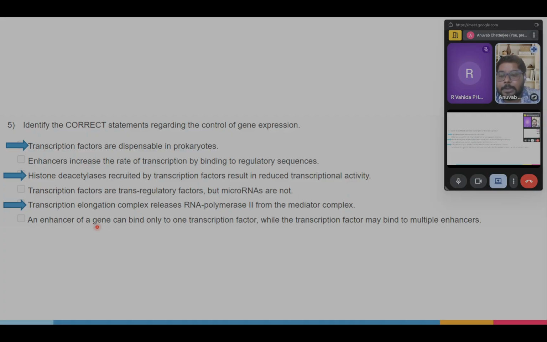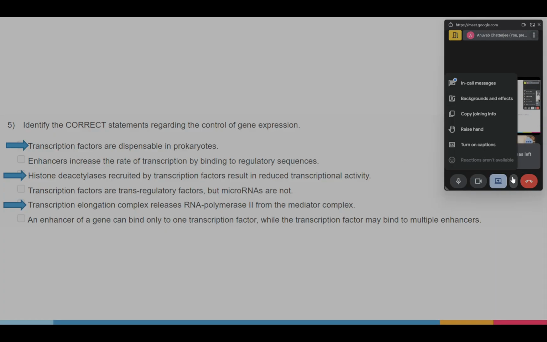And the final correct option is the transcriptional elongation complex releases RNA pol 2 from the mediator complex. This is also true. So, basic molecular biology. The mediator complex is the one that causes the RNA polymerase 2 to come and bind to the promoter site, but after that the transcription elongation complex takes over and causes the RNA polymerase 2 to move down the DNA segment to actually start transcribing.